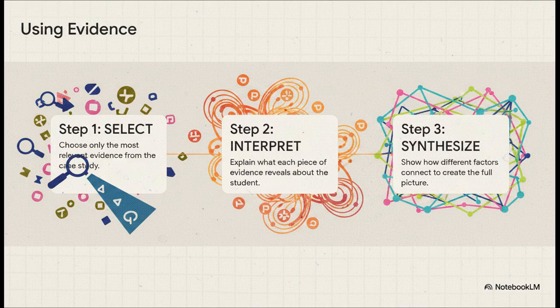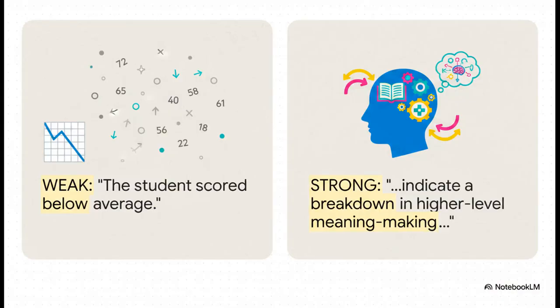First, you select only the most relevant, powerful pieces of evidence. Second, you interpret them. You have to tell the reader why this piece of evidence matters. And finally, you synthesize, which is just a fancy way of saying you connect the dots and show the bigger picture. Here is a perfect example.